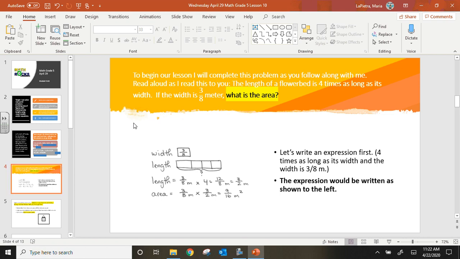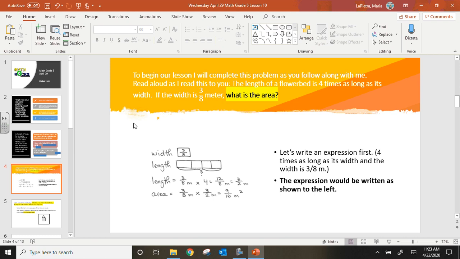To begin our lesson, I'll complete this problem as you follow along with me. Read aloud as I read this to you. The length of a flower bed is 4 times as long as its width. That sounds to me like we're writing an expression, and we learned how to do that in our last module. So the length of a flower bed is 4 times as long as its width. If the width is 3/8 meter, what's the area?